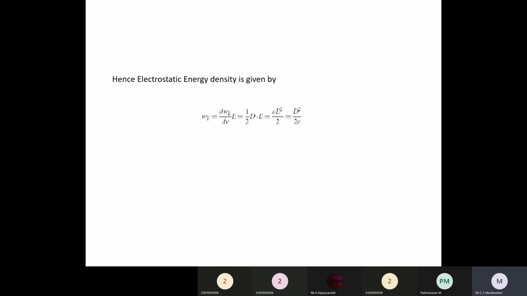We have more formulas. D equals epsilon E. So you will have epsilon E square by 2 or D square by 2 epsilon. These are all the various formulas we have.